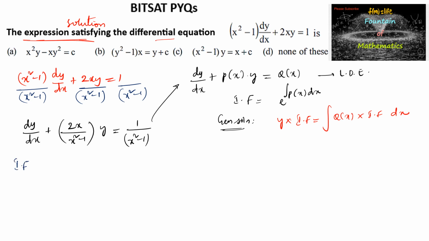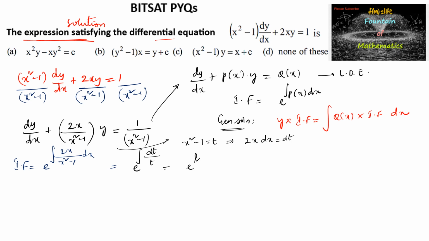IF is equal to e to the power integral 2x/(x square minus 1) dx, and here we can substitute x square minus 1 = t, so that 2x dx = dt. So we can write integral e to the power dt/t, that is e to the power log t. Again, by using the properties of logarithms, e to the power log a to the base e is equal to a. So t is nothing but x square minus 1. So that is the integrating factor.